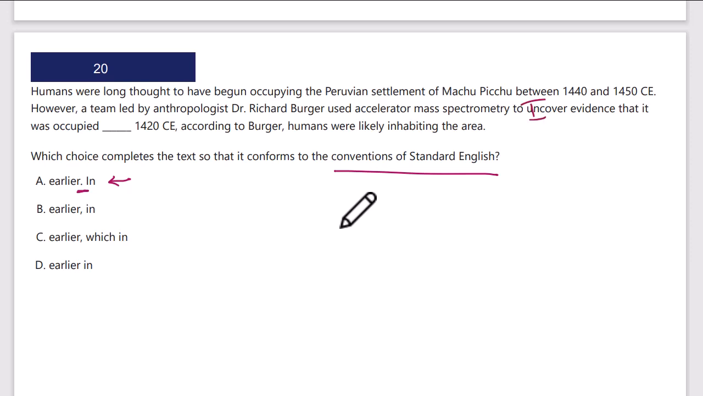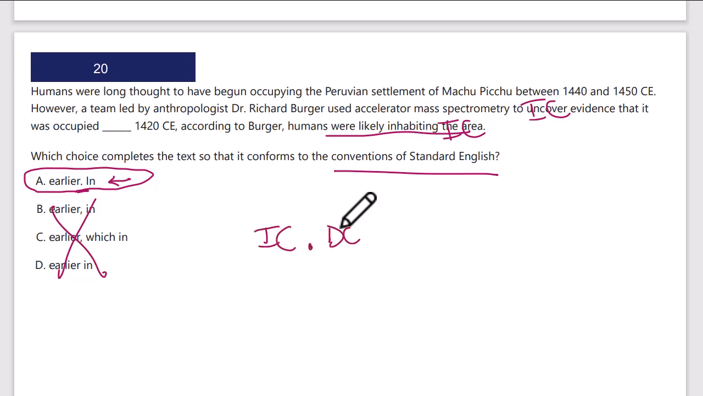That would be an independent clause, right up to there. Period. In 1420, comma, according to Burger, humans were likely inhabiting the area. That's an independent clause. I have to combine independent clauses here. I need the period. It's the only option that combines independent clauses. These are comma splices and run-ons. This is, again, our independent clause, period, dependent clause, phrase, independent clause structure, typical of boundaries questions on the new digital SAT.